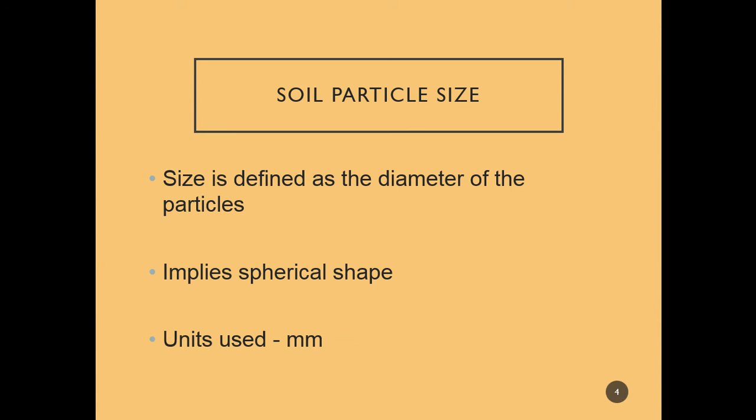Size is defined as the diameter of the particles. A lot of times in soil physics, we need to assume that our particles are perfect circles for some of our calculations. So, as we all know and can probably assume, that's not actually the case, and so that's where some interpretation of the numbers becomes important. But it's sort of the basis we need to use for mathematical models. And then we use units of millimeters.